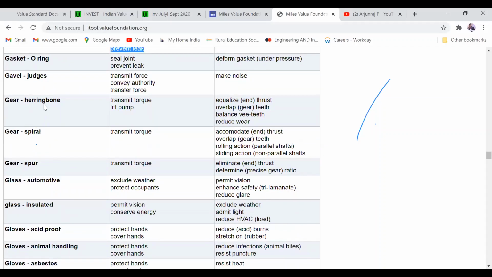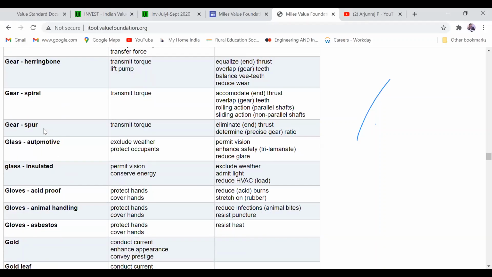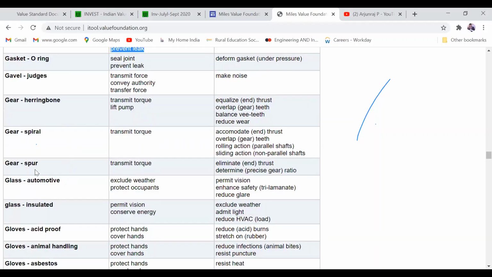So spiral gear, herringbone, you have different gears, right? Which is less costly? You have the spur gear. I think the cost of a spur gear is very low, but you have other noise issues. You have a lot of other issues with respect to the gear.